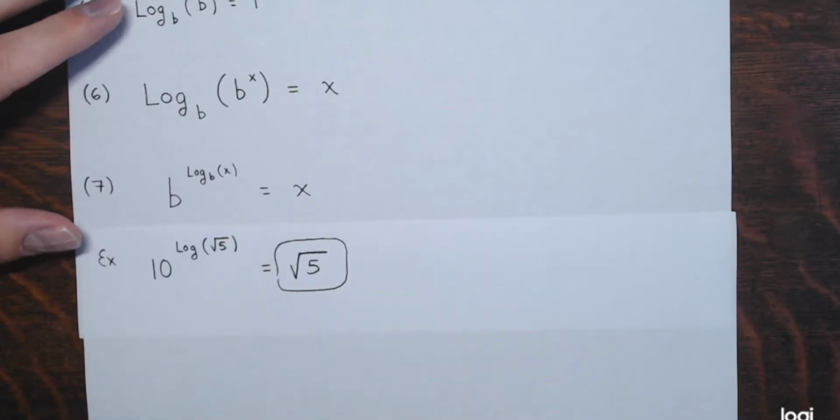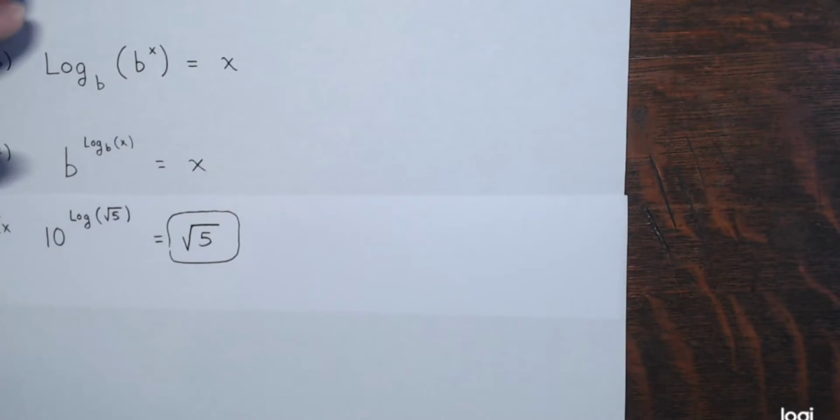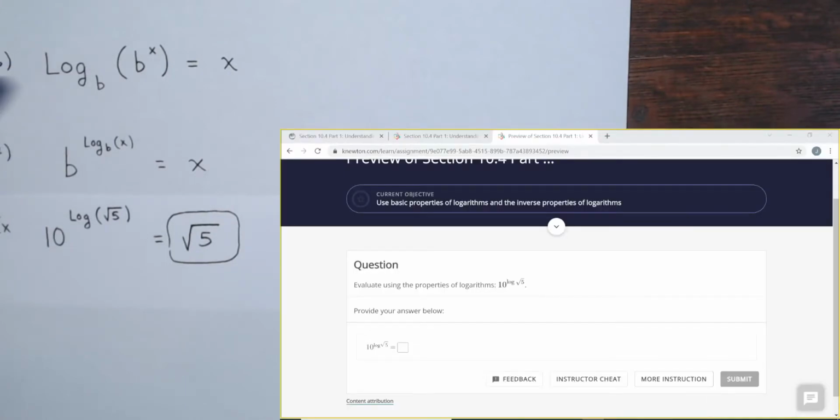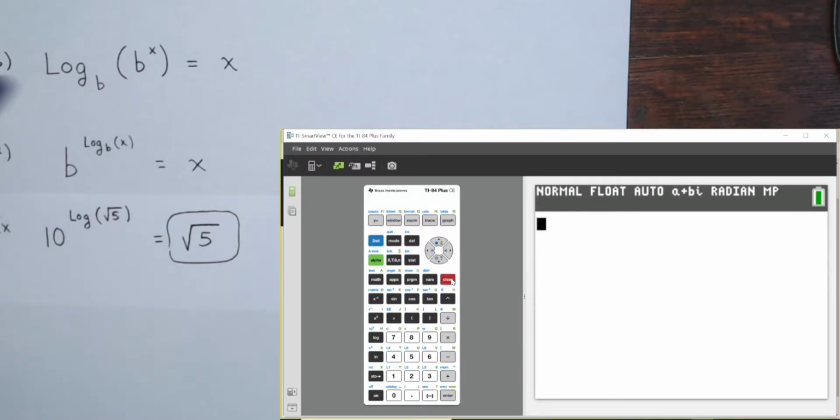Now once again, if you don't believe it, let's check it out on a calculator. Alright, so let me pull that 84 emulator up. And I'll enter the first expression, which was 10 raised to, and then the log base 10 is right there, the log of the square root of 5.